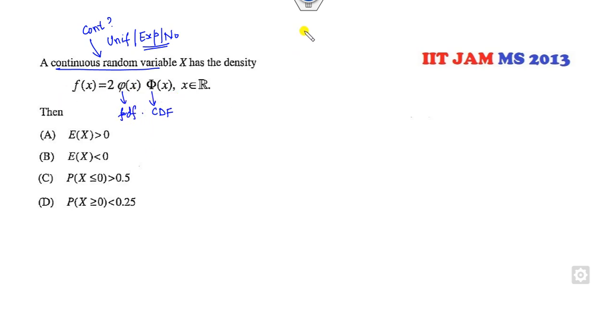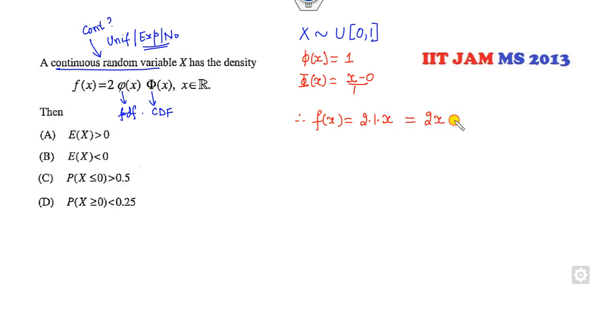If nothing is given to you, you can simply assume x is uniform with parameters 0, 1. Then I can choose phi of x, which is x minus 0 over b minus a. So what is the PDF of this? So f of x will be 2 into 1 into x, that is 2x over the domain 0 to 1.